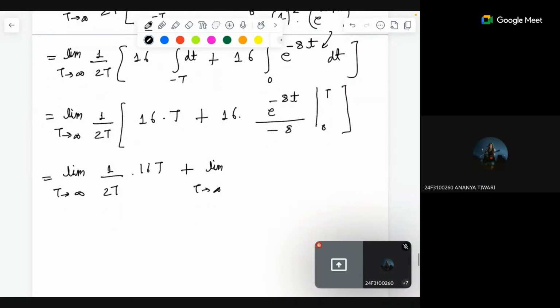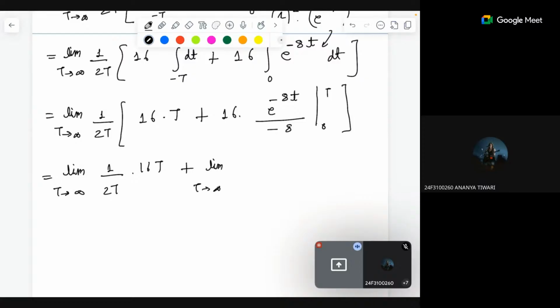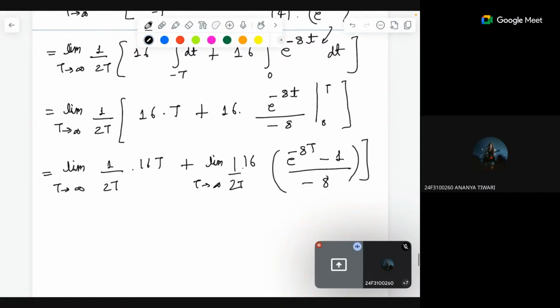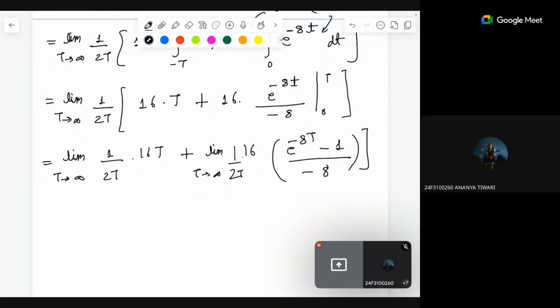Yes, ma'am. Okay, so now let us get back to this step and then let's calculate the integral. So 16, then I will put the limit as T, e raised to the power of minus 8t. 0 will give me 1. So this is what I have. Oh, I'm sorry, I missed this term. Okay, this is fine. Is this step fine? Yes, ma'am.